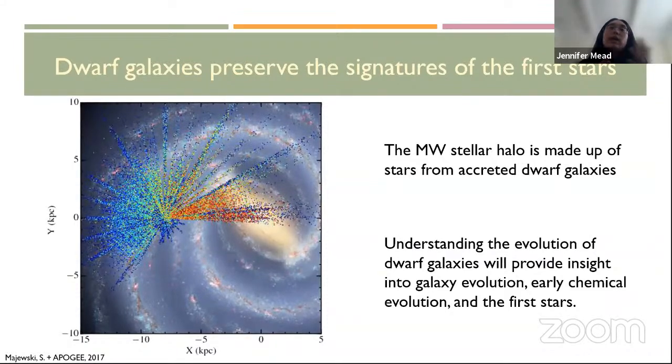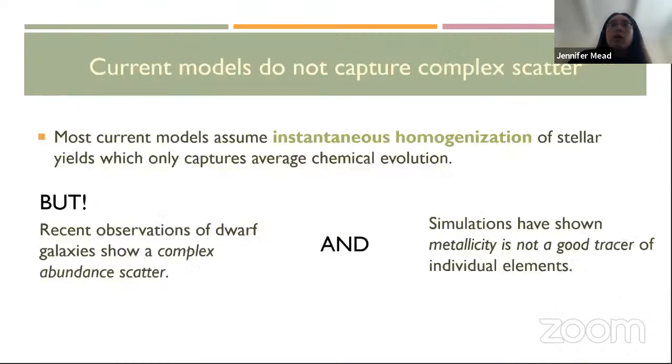Dwarf galaxies, having been quenched by reionization, preserve the signatures of the very first stars. And because these dwarf galaxies then went on and got accreted and are now the building blocks of the Milky Way stellar halo, if we can understand the evolution of dwarf galaxies, this will provide insights into our own galaxy's formation, galaxy evolution as a whole, the first stars, and early chemical evolution.